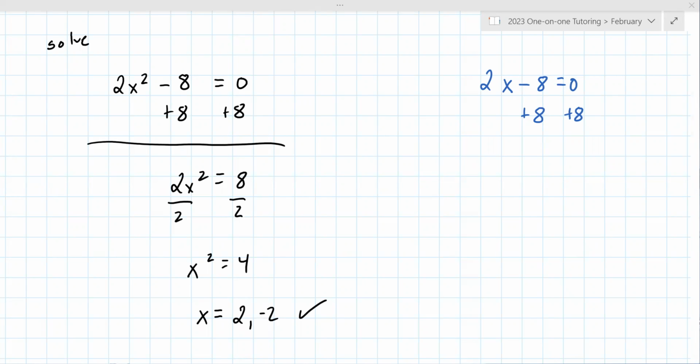Okay. So here's one for you to try on your own, please. Let's have you try 3x squared minus 48 equals 0. You could solve this for me, please. 3x squared minus 48 equals 0. So first thing is add 48. Yep. Go ahead and work this out on your own and just let me know what you come up with.